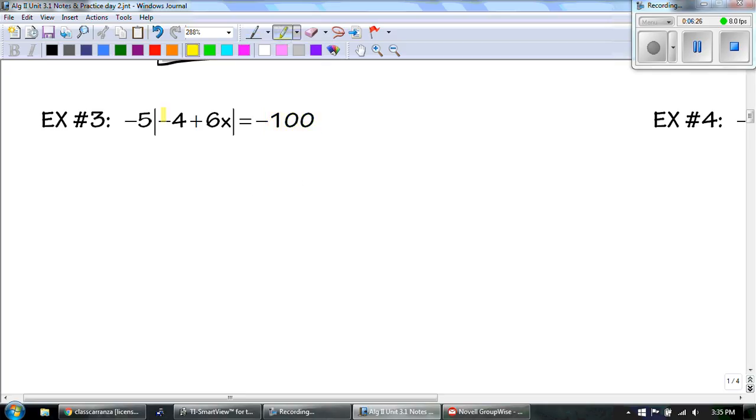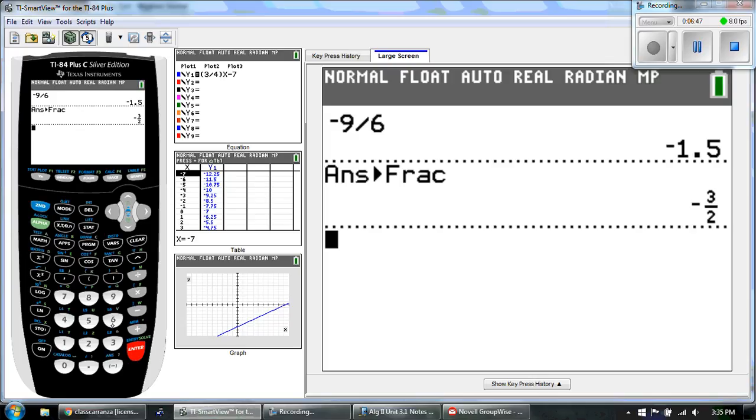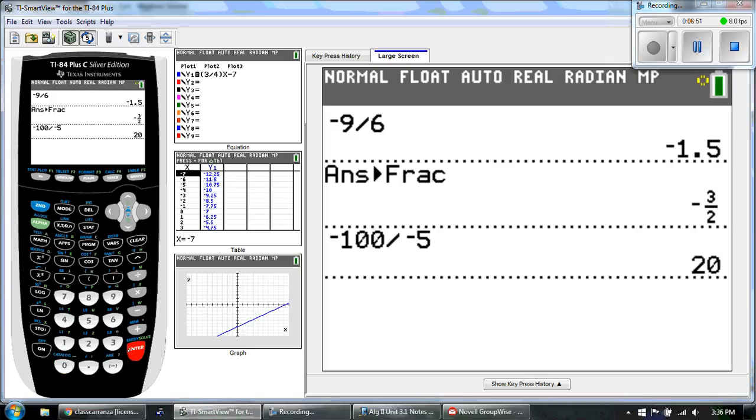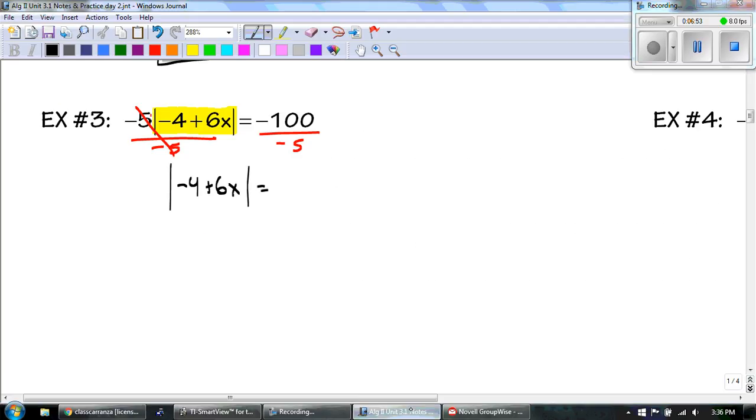Nope, nope, nope. We have to do what's on the outside first. Okay, so I'm multiplying that -5. I have to do the inverse, and now I have to divide by -5. When I divide by -5, I have -4 plus 6x inside the absolute value, and then I have -100 divided by -5. And that gives me a +20.